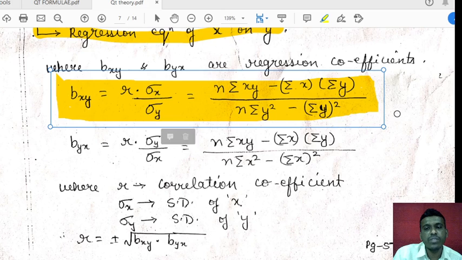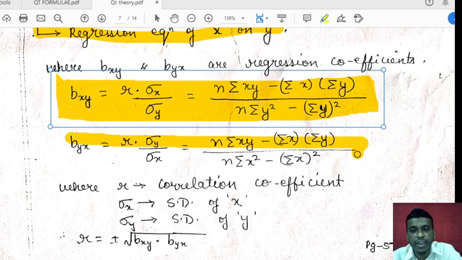Now this formula is similar to your Karl Pearson's coefficient formula. The only thing is that in the denominator we do not have the root sign here. Just see here, the numerator, n into summation xy minus summation x into summation y, remains the same whether it is x on y or y on x, whereas only the denominator changes. Here, for x on y, the denominator is n into summation y square minus summation y the whole square.